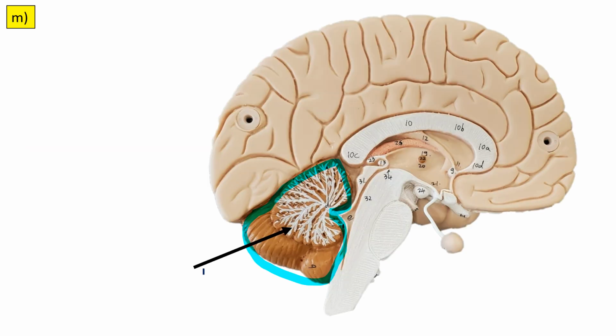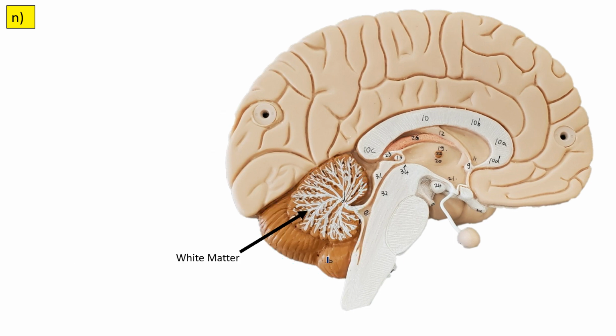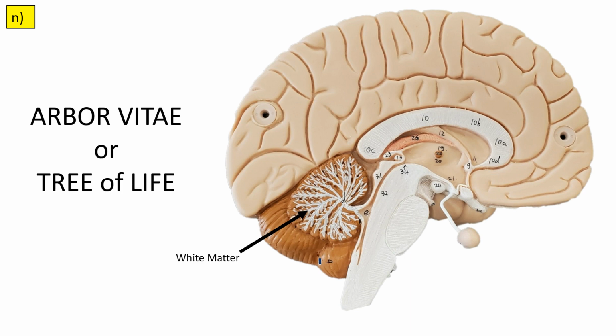Okay, letter M. Now, the question on the test, notice I've got the entire structure outlined. So the question on the test is going to be name the entire structure. This is the cerebellum, okay? Now, if I were to say name the white stuff or the white matter on the inside, if you look at it sideways, it kind of looks like a tree. So this is called the arbor vitae or tree of life. Whichever one you want to put down is fine with me.